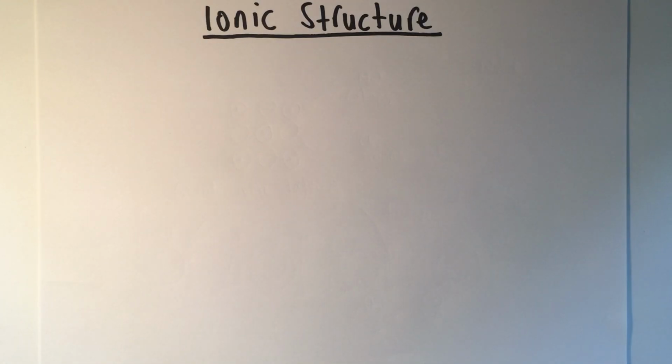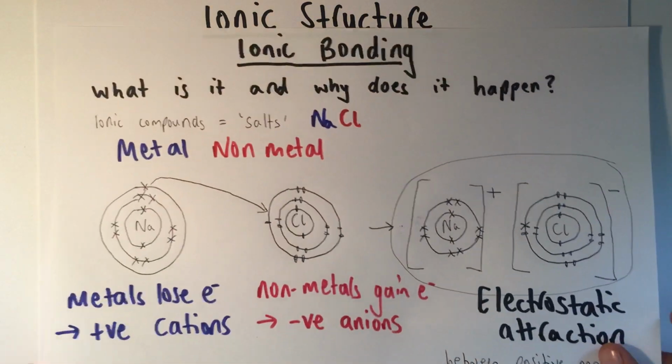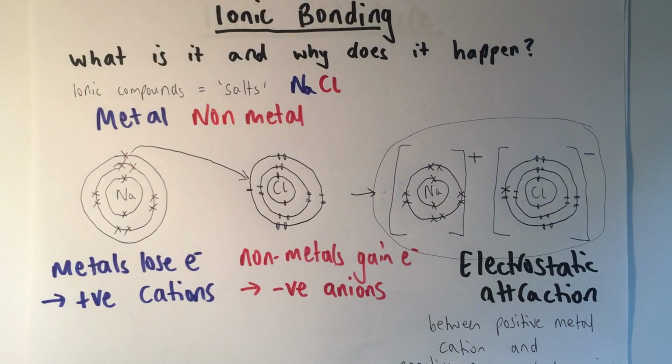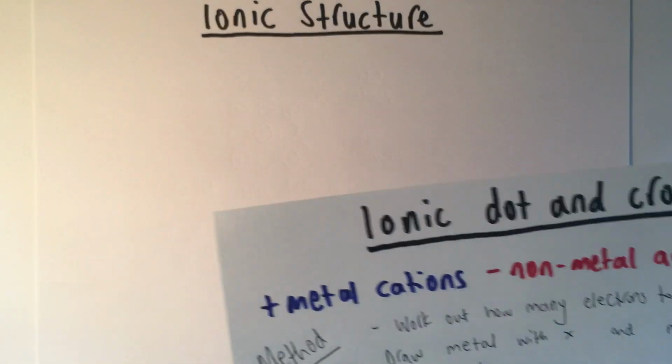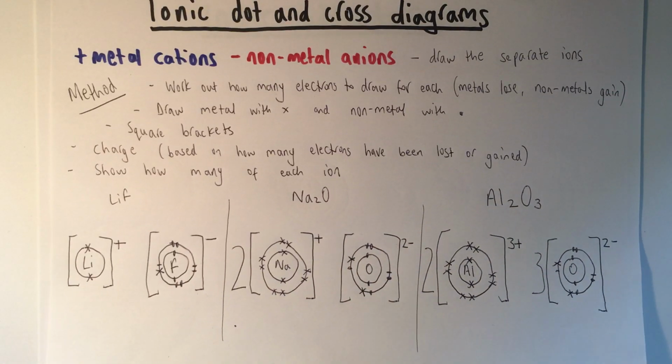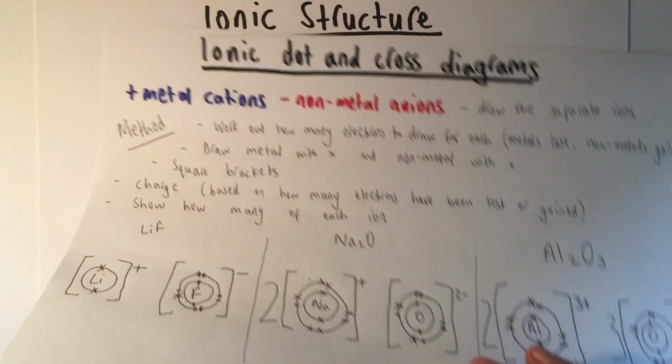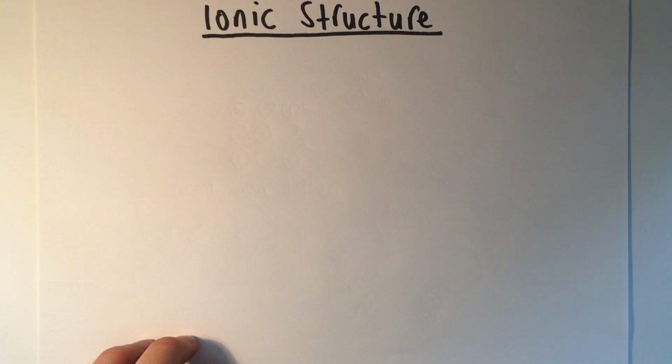This video is going to look briefly at the structure of ionic compounds. I would recommend just before you watch this that you are familiar with what ionic bonding is. I've made a video on that. And I've also made a video about dot and cross diagrams, which show the electron structure of the different ions in ionic compounds. What we're going to look at now is a little bit different.